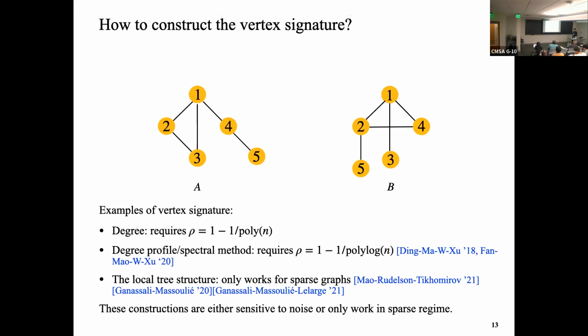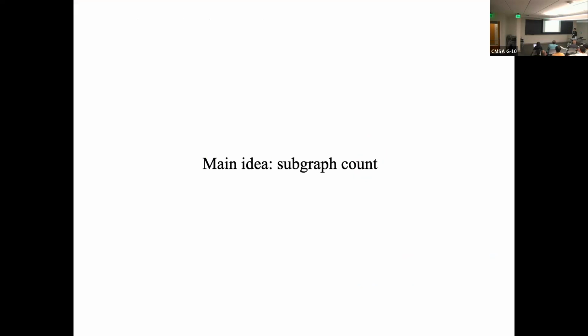And I think these results that only work for sparse graphs can also be understood from this perspective, but they all kind of are designed on the premise of the locally tree-like structure. So we want to do something a bit similar, but still follow this template. And the main idea is to count subgraphs.